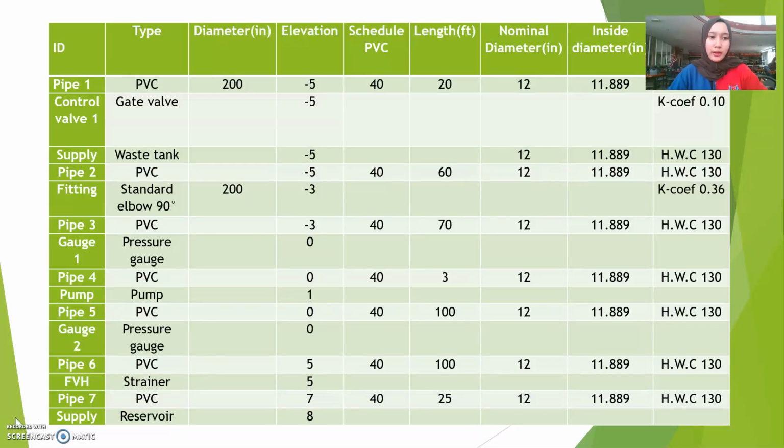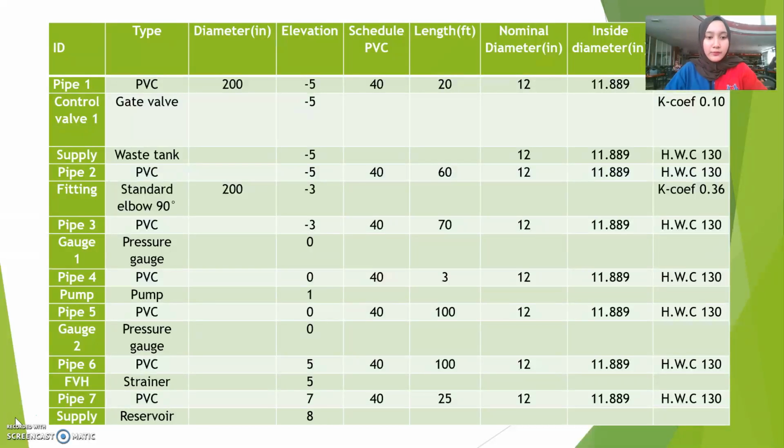For pipe 1, pipe 2, pipe 3, pipe 4, pipe 5, pipe 6, and pipe 7, we use the same type, which is PVC. For the control valve, we use a gate valve, and for supply we use a reservoir. For fitting we use a standard elbow, 90 degree, for gauge 1 we use a pressure gauge, for the pump we use a pump, for gauge 2 we use a pressure gauge, and for the FVH we use a strainer, and for supply we use a reservoir.